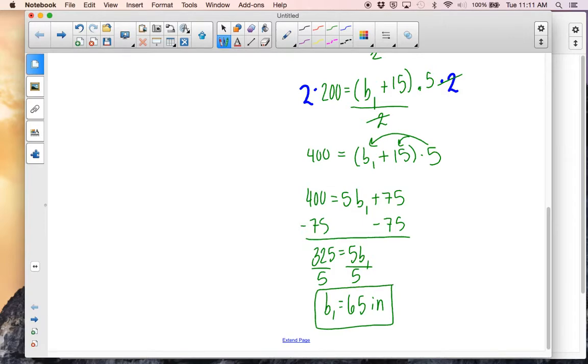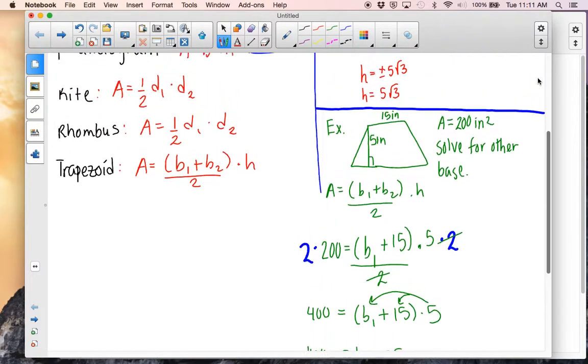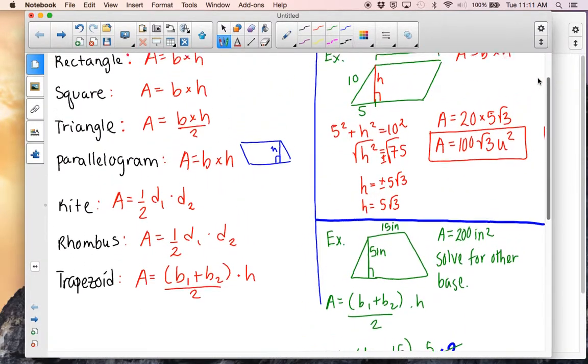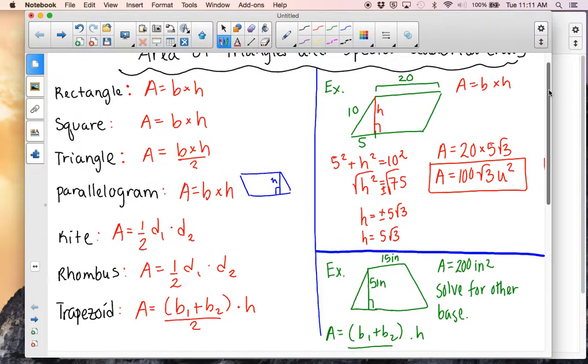Okay, so you might get some problems where you have to solve for a missing part. They give you everything except for maybe base 1, or they give you everything except for a height. Plug in what you know and solve for what you don't know. And that's it.